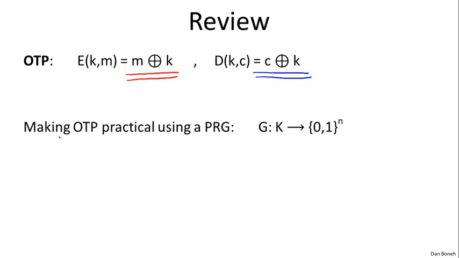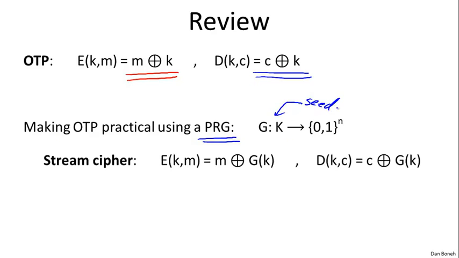We then talked about a way to make the one-time pad practical by using a pseudo-random generator that expands a short seed into a much larger message. And the way a stream cipher worked, essentially using a pseudo-random generator, was in the same way as the one-time pad, but rather than using a truly random pad, we used the pseudo-random pad that's expanded to be as long as the message from the short key that's given as input to the generator.